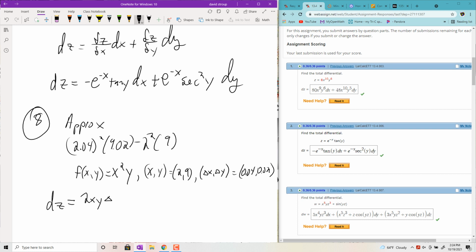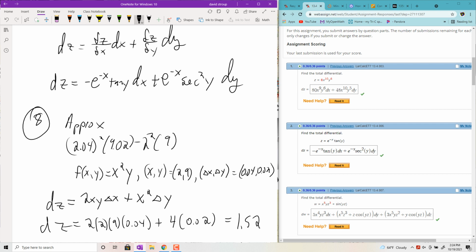So the approximation of that thing would be the partial of f with respect to x, 2xy, times change in x. If you want to put dx, that's the same thing. And then the partial of f with respect to y, so plus x squared delta y. And then you just substitute in the numbers, right? So you get 2 times 2 times 9 times 0.04 plus 2 squared, which of course is 4, times 0.02. And if you put that in your calculator, you get about 1.52, which approximates this thing here. Okay.